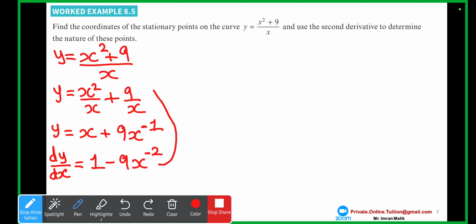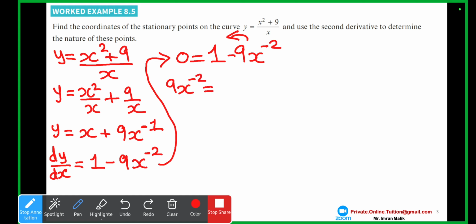Now we are going to put the equation equal to 0 in order to find the stationary points. So dy over dx, we put it equal to 0, which is equal to 1 minus 9x to the power negative 2. We can rearrange this equation for x, so let's bring this to the other side. It becomes 9x to the minus 2 equals positive 1. And we know that this can be written as x squared is equal to 9, bringing this to the other side.